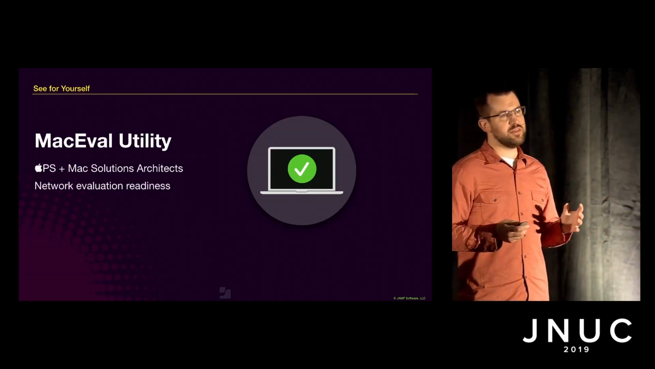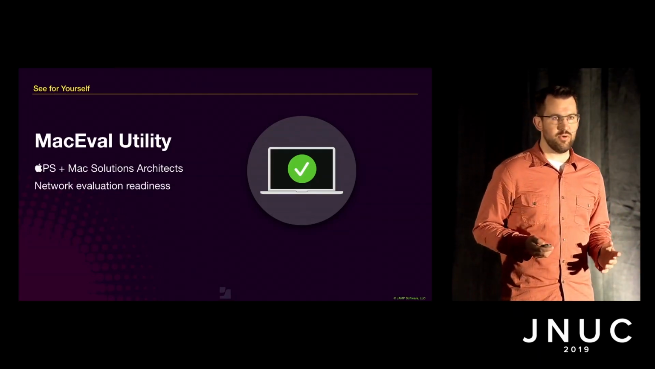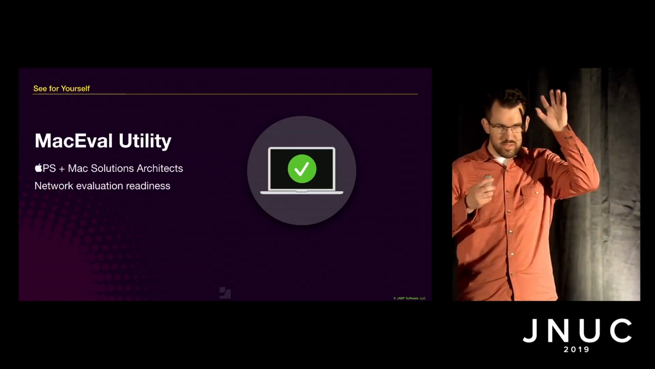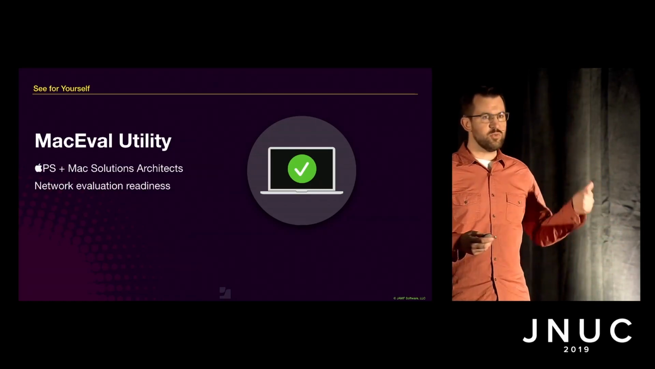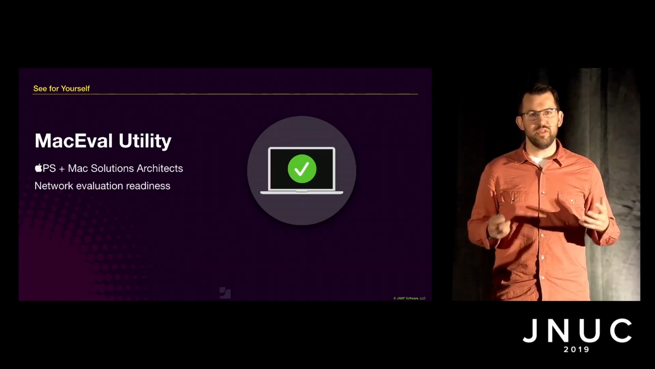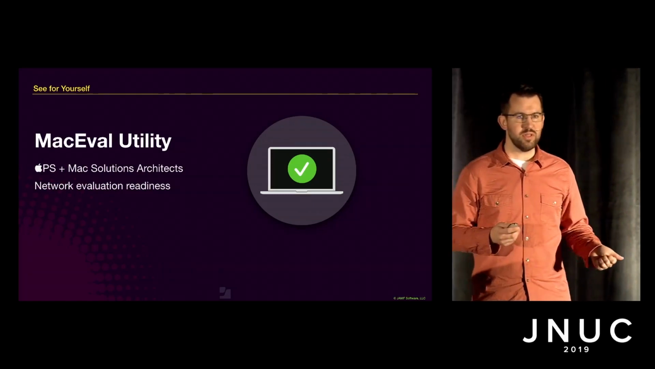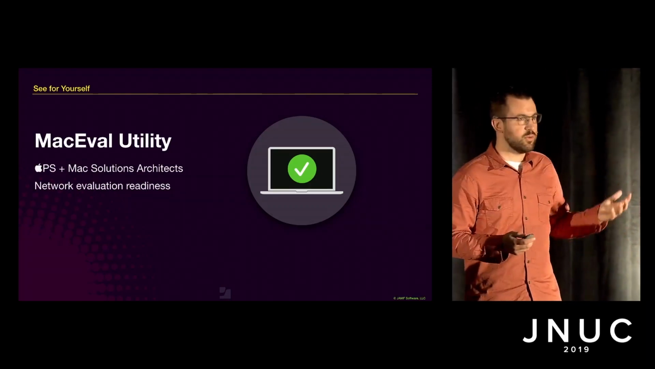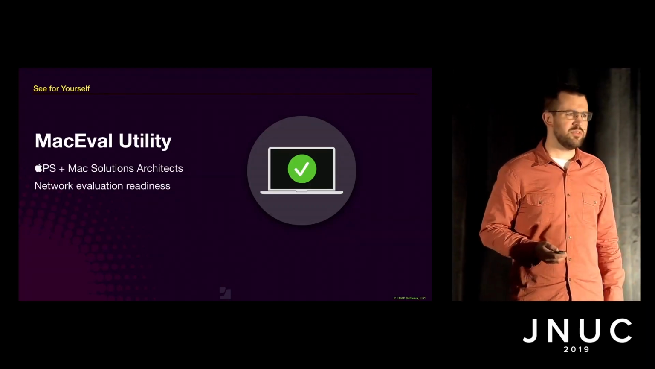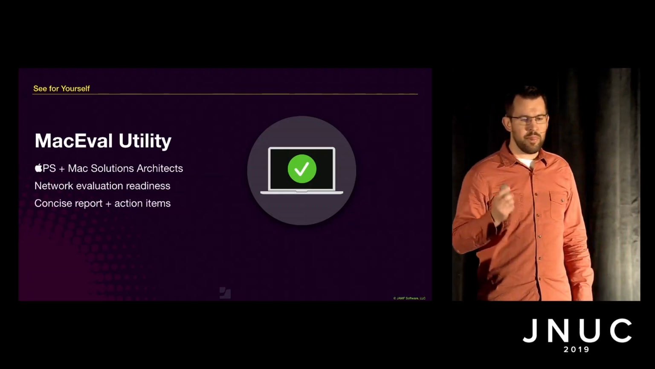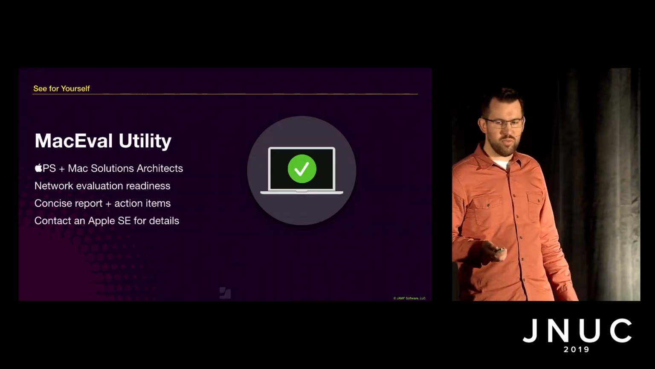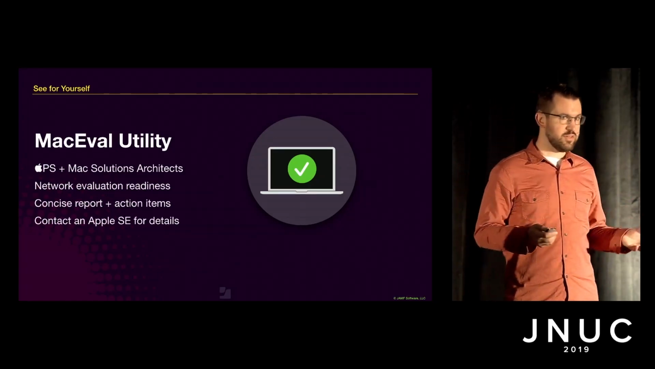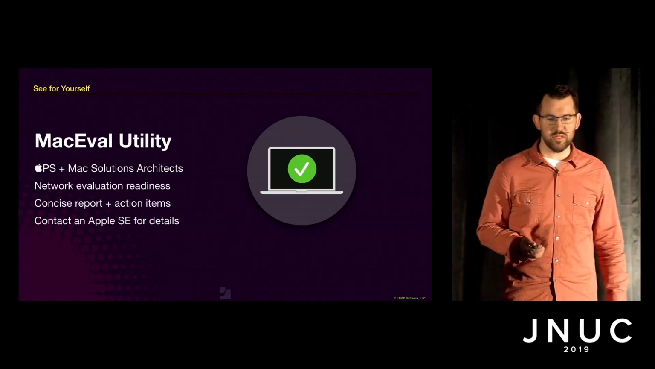At its essence, it does a network evaluation readiness check for you, and it shows you in a very simple report what's working, what isn't, what things you need to change. It looks for APNS reachability, whether you have Jamf or not, if your MDM is reachable, could you enroll this machine? It's hundreds and hundreds of things that it looks for. It produces a concise report with action items, and if you want to try this out, please reach out to your Apple account team for details.